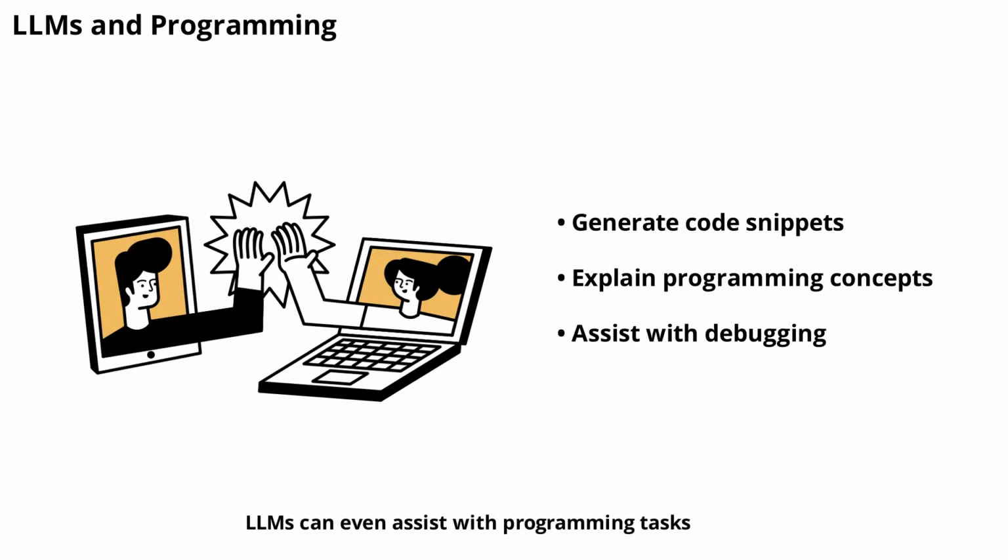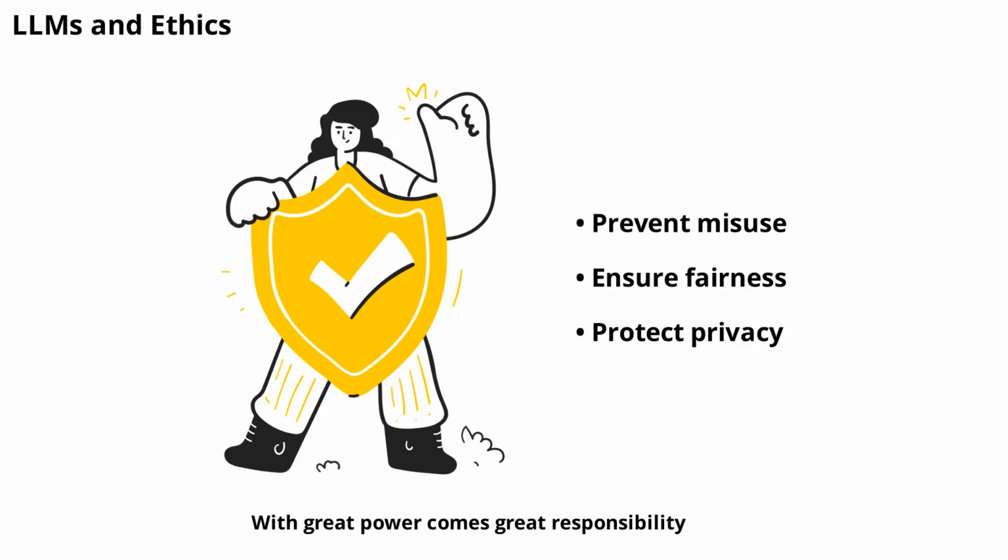LLMs can even assist with programming tasks. They're capable of generating code snippets, explaining programming concepts, and debugging errors. Tools like GitHub Copilot use LLMs to help developers write code faster and more efficiently, making software development more accessible to everyone.